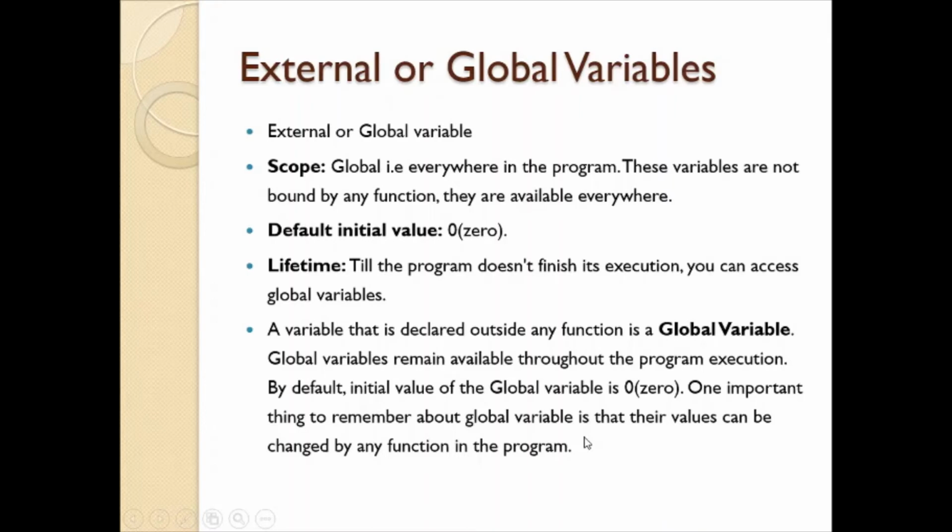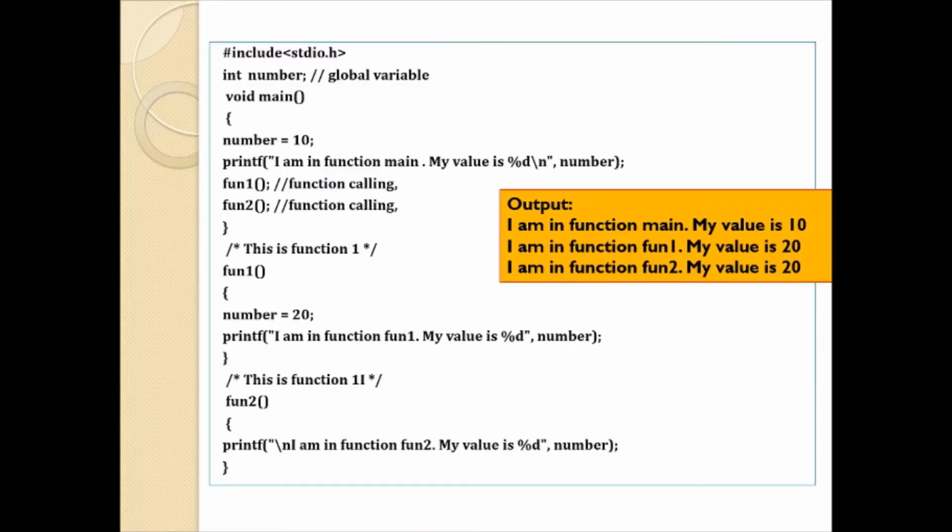program. Let us see one example. Here we have defined this number variable, which is of type integer, outside all the functions. It is defined within the program but outside the functions, hence it is called a global variable. This number variable can be used by any of the functions written in this program. So now we have the main function.